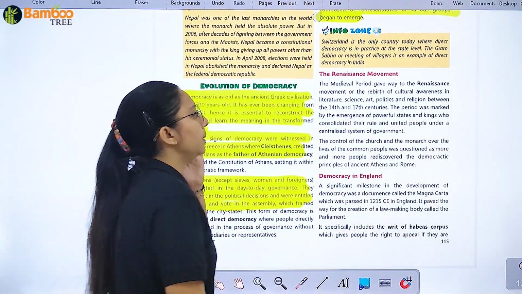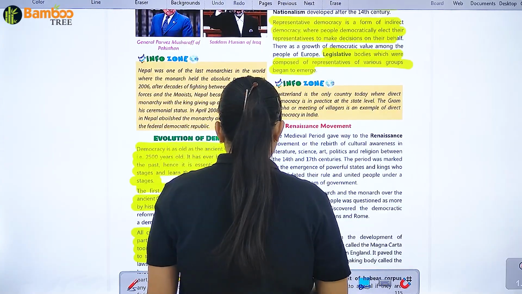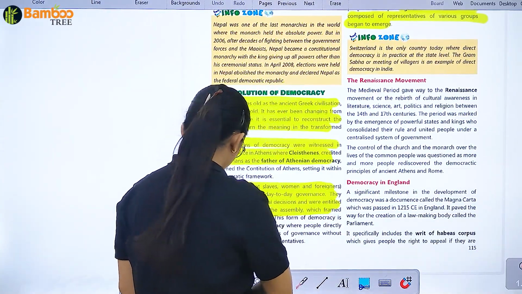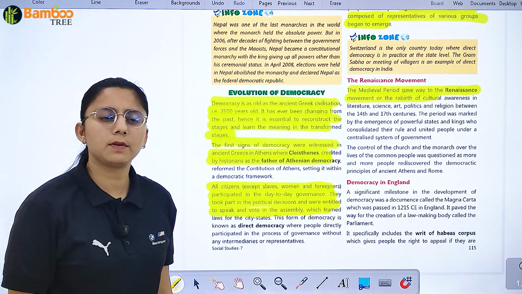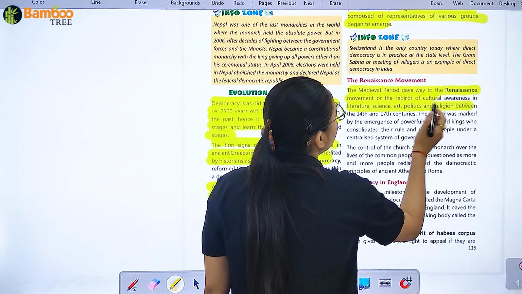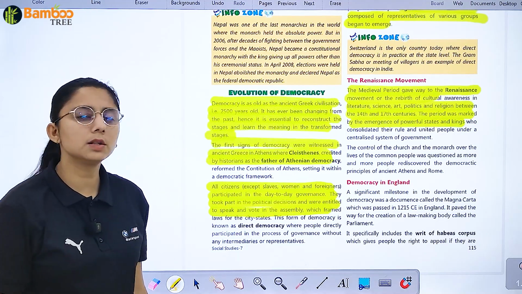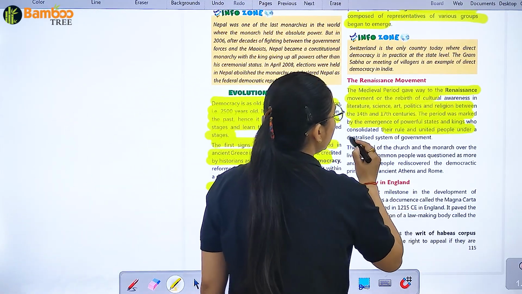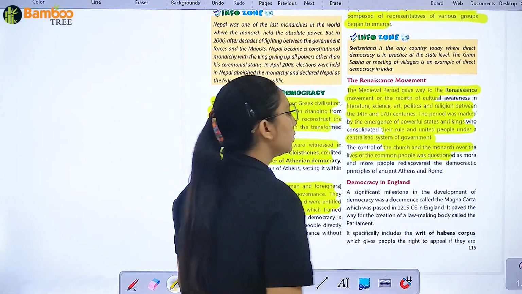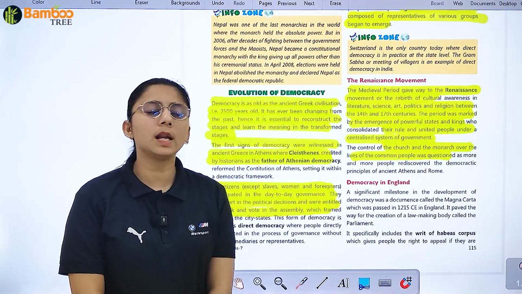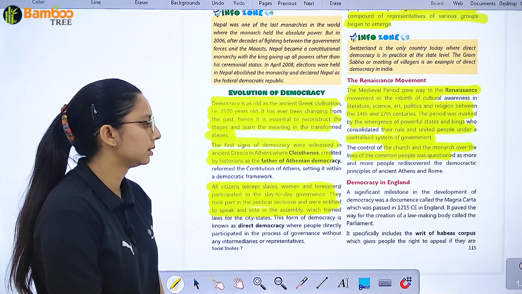Then we have the Renaissance movement. The medieval period gave way to the Renaissance movement, the rebirth of cultural awareness. In literature, art, science, and politics, the period was marked by the emergence of powerful states and kings who consolidated their rule and united people under a centralized system of government. जो control था church का and the monarch over the lives of common people, it was questioned and more people rediscovered the democratic principles of the ancient epoch.